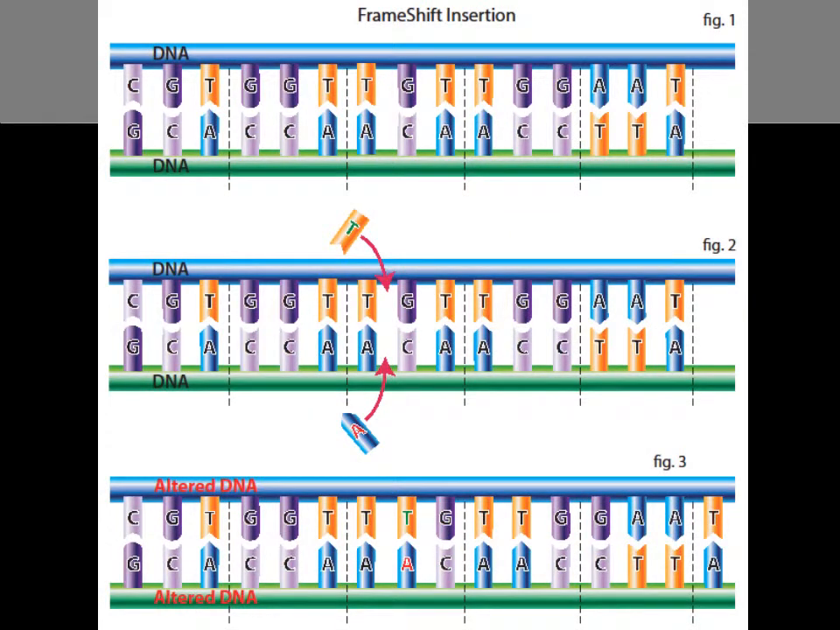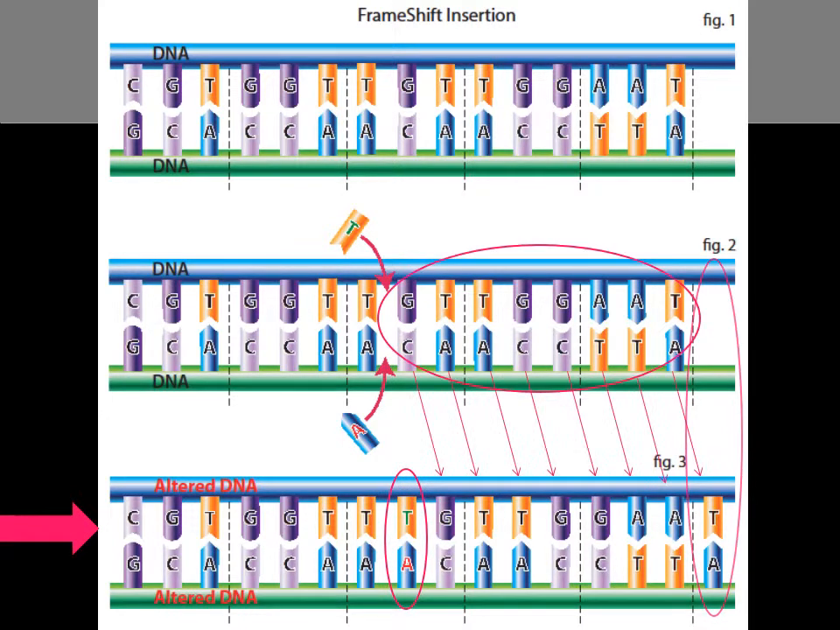Something similar happens in a frame shift insertion. This time an extra base is inserted by mistake between 2 other bases, making the new strand of DNA longer than the original one was. In the new strand, the newly inserted base pair causes all the rest of the bases to shift to the right.